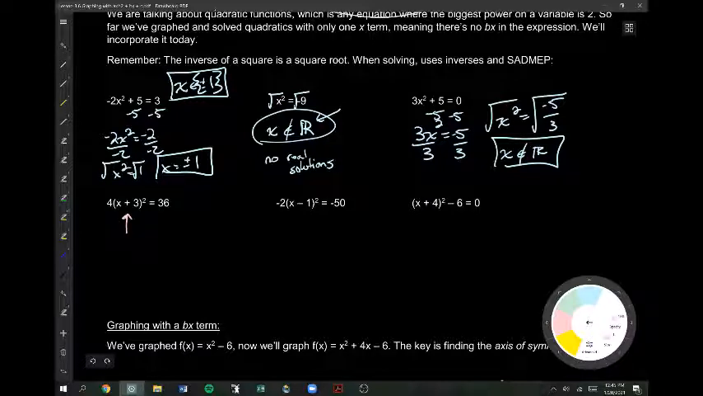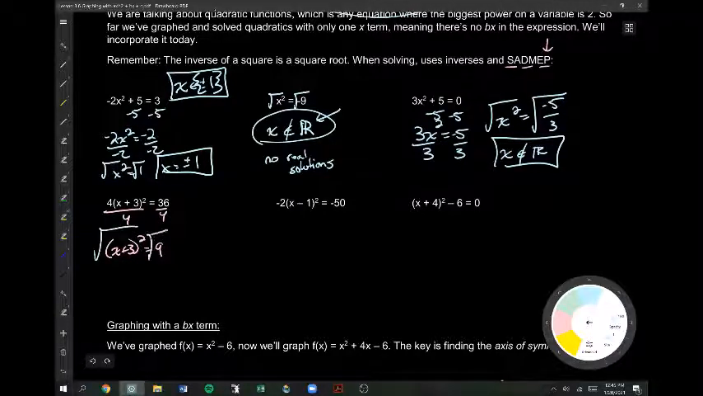Okay, another thing for us to look at. This is the first one we've had where there's a number inside here in the parenthesis. I'm still solving with SADMEP. There's no addition or subtraction outside the parenthesis for me to deal with. There is an addition or subtraction inside, but I've got to get to the parenthesis towards the end, so I don't deal with that yet. The first thing I'm going to do is divide everything by 4. That gives me x plus 3 squared equals 9. Now, the thing being squared is isolated. Since the thing being squared is isolated, I square root both sides. And this will give me x plus 3 equals plus or minus 3.